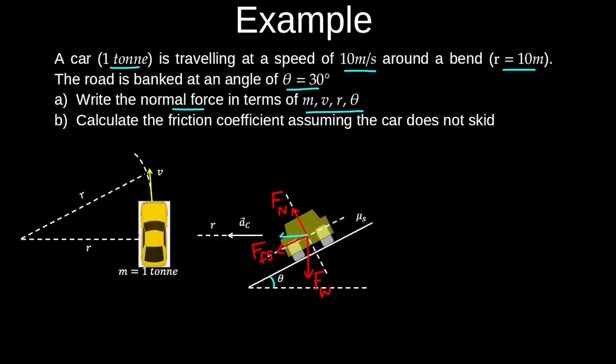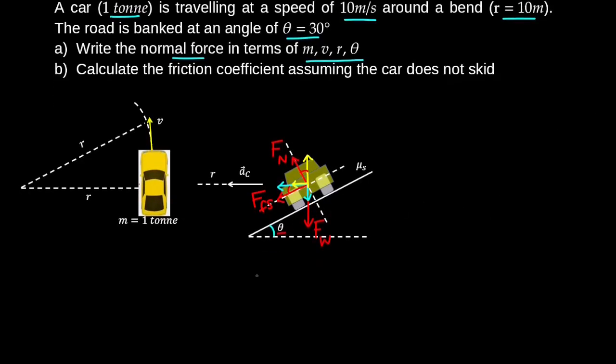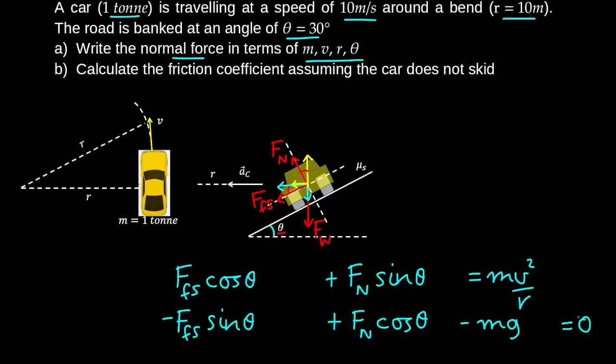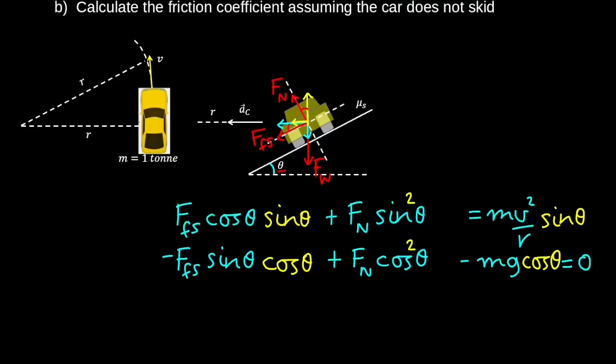So if we resolve the forces into horizontal and vertical components, and recognizing that these angles are equal to the banking angle of the road, and applying Newton's second law in a radial direction, and in the vertical direction, and now if we multiply the first equation by sine theta, and the second equation by cosine theta, and add the equations together, well, we eliminate the friction force.